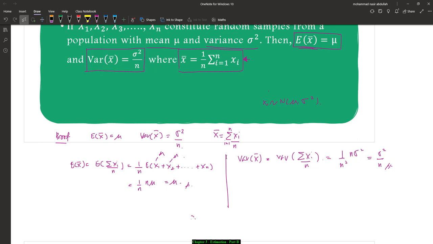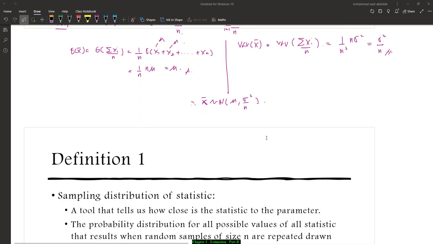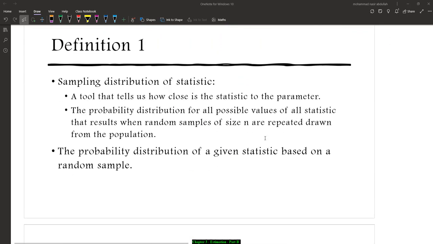So we can say that x bar would have a normal distribution with mean equal to mu and variance equal to sigma square over n, right? So when you're taking a lot of samples under one population, the mean is equal to mu, the true mean, and the variance should be equal to sigma square over n, right? So let's look at definition number one. Definition number one would explain the theorem introduction as well.